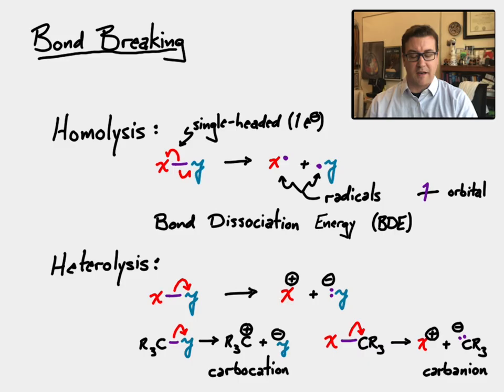You can also have a scenario where the bond from carbon to some other group breaks and these electrons wind up on carbon. In this scenario, you wind up with what's called a carbanion, a carbon with a negative charge. And in this case, a carbanion has a full octet.